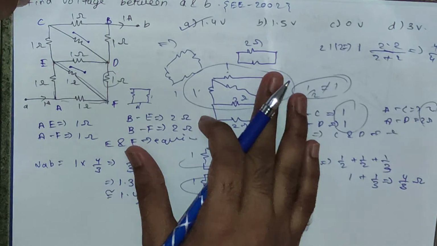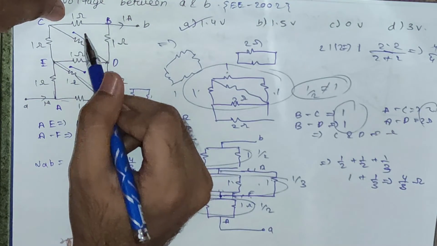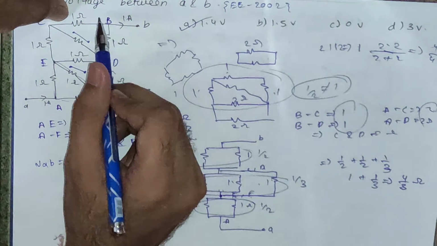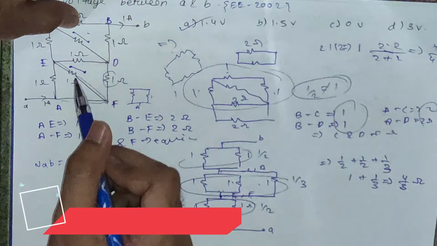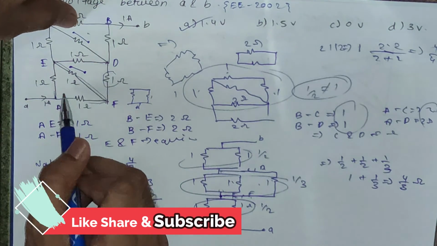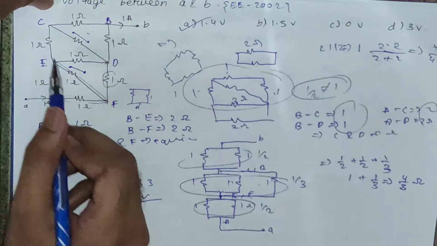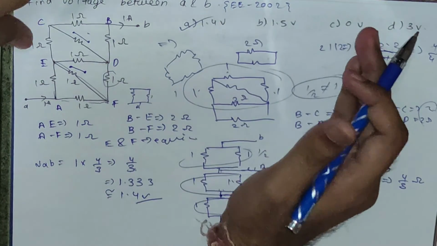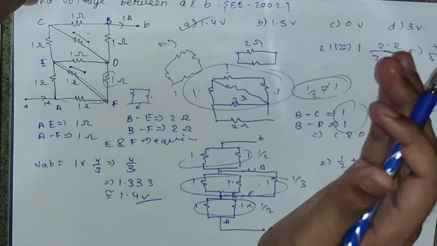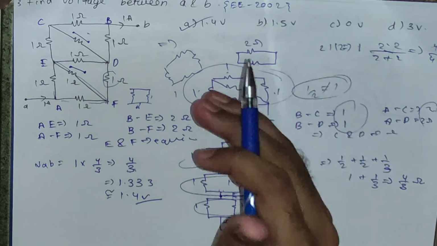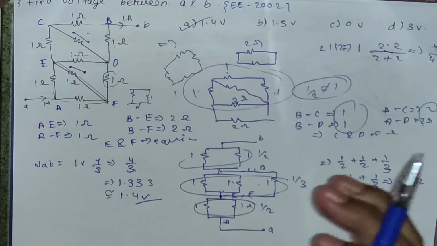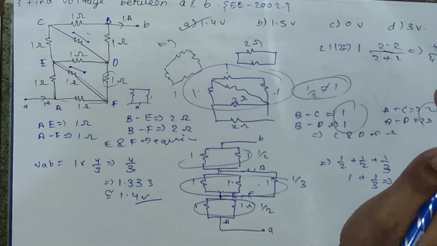So basically what I'm saying is, first you will see this delta, then you will convert it into star. Similarly you will see this delta, you will convert it into star. Now again if you modify it, you will again get one delta. So you have to convert that also into star. So that will become more and more complex, which will require more and more complex calculation.